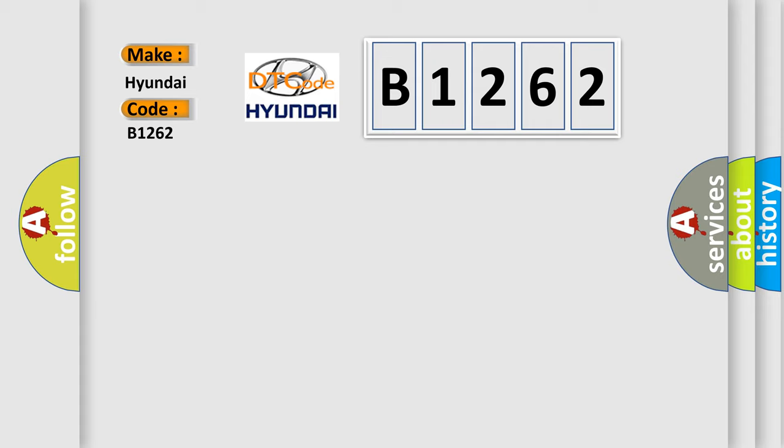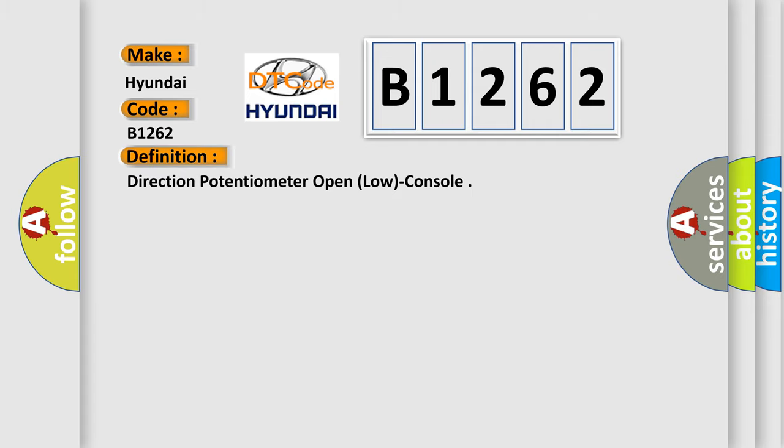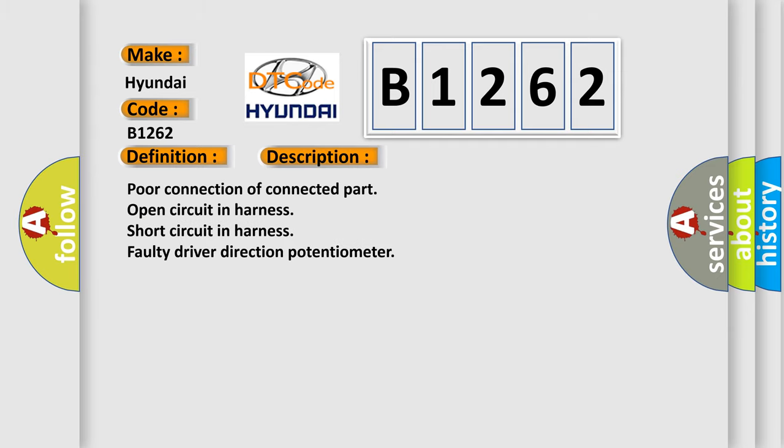So, what does the Diagnostic Trouble Code B1262 interpret specifically for Hyundai car manufacturers? The basic definition is direction potentiometer open low console. And now this is a short description of this DTC code. Poor connection of connected part, open circuit in harness, short circuit in harness, faulty driver direction potentiometer.